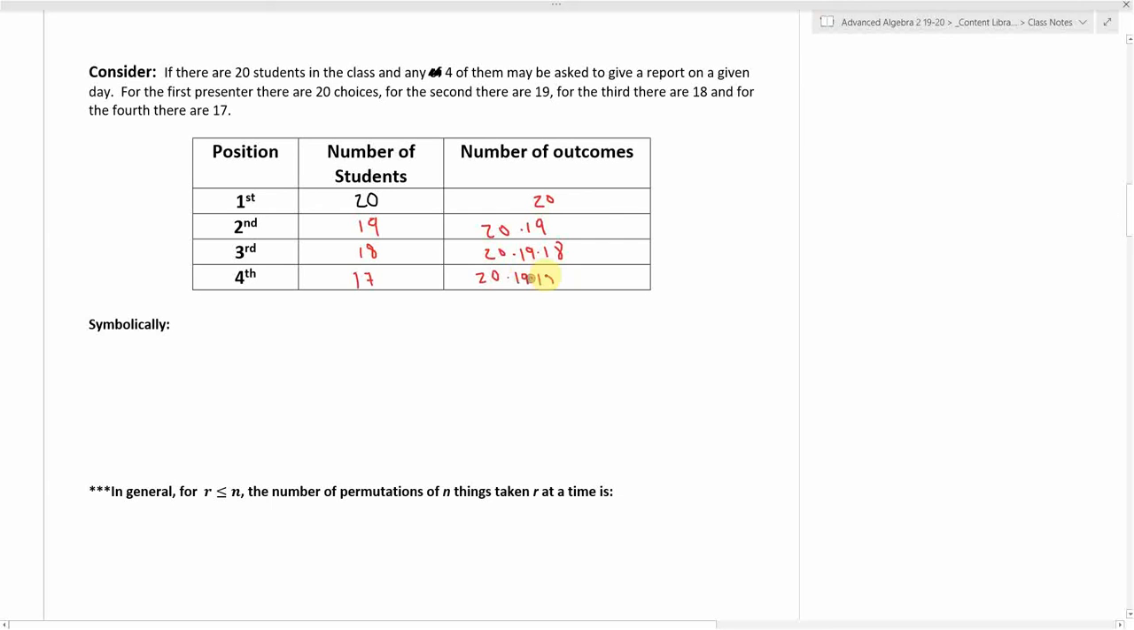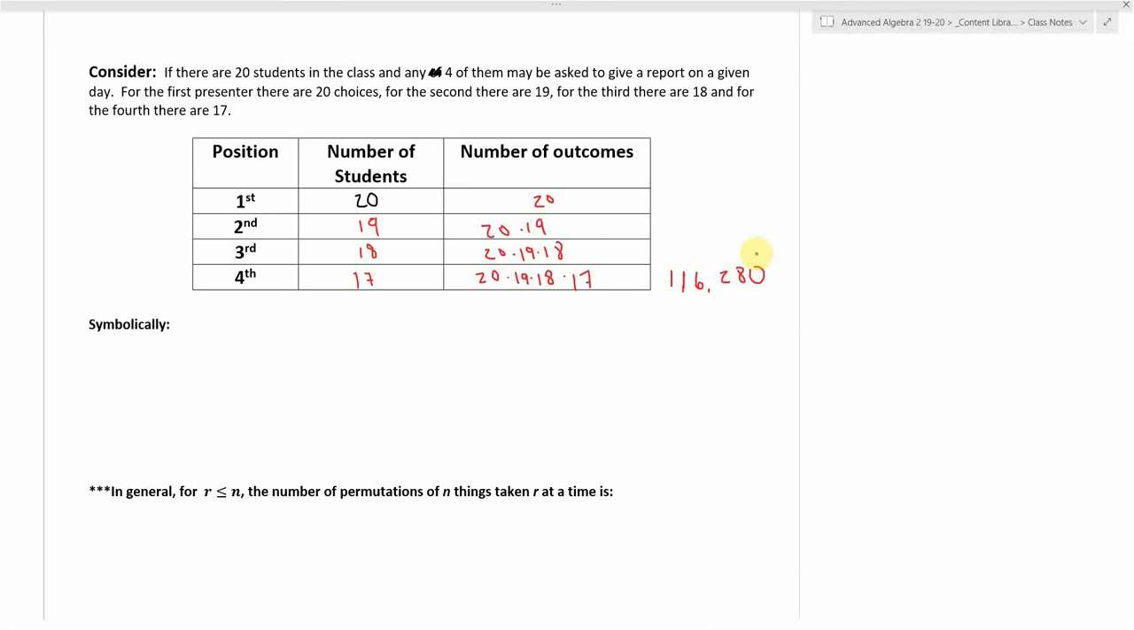So this is different than the previous example for a couple of reasons. One, that 17 is going to make a big difference here. In the previous example, the last person didn't make a difference because there's only one option left. But there's a lot more options at each level, so there are significantly more possibilities here. If we were to type this in the calculator, it ends up being 116,280.